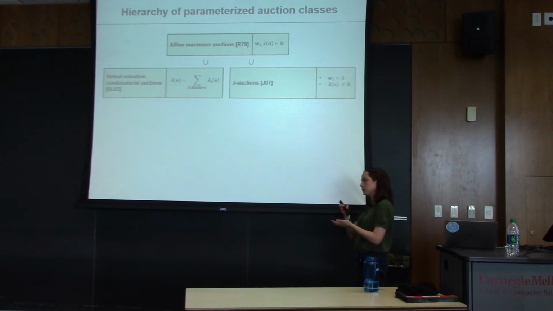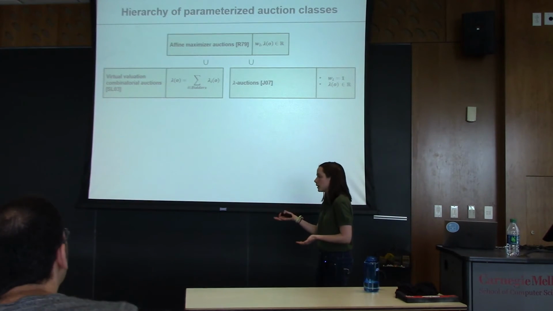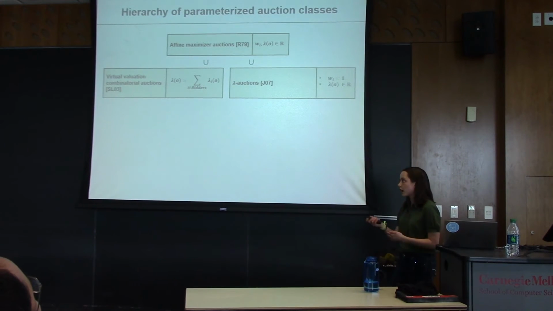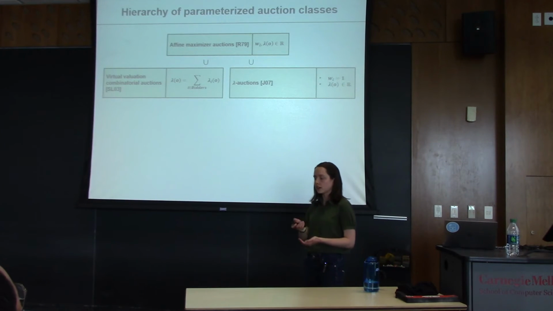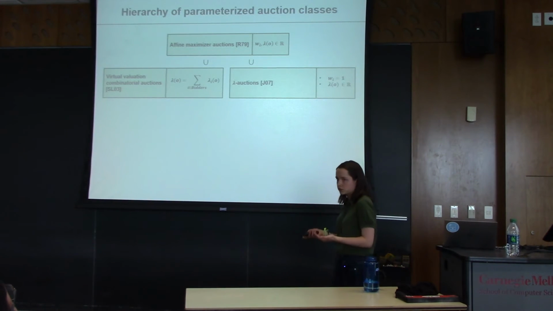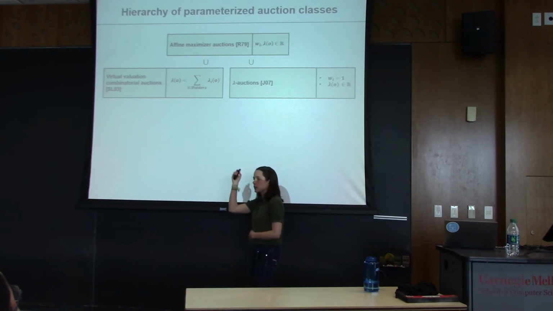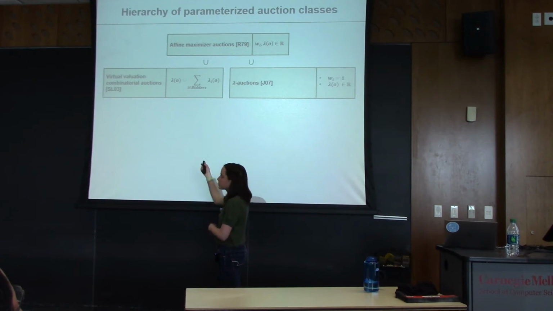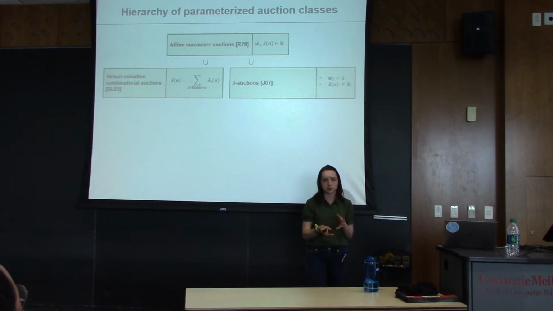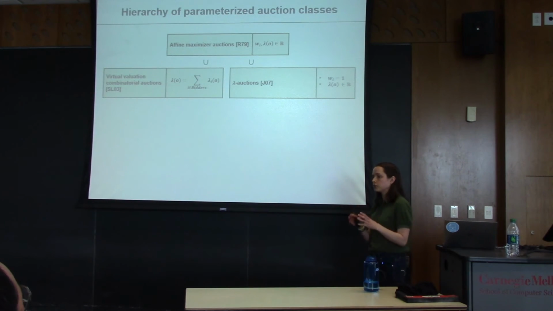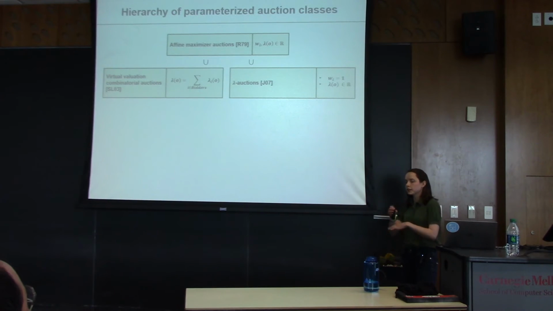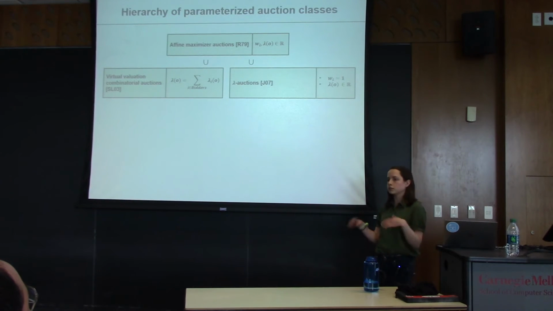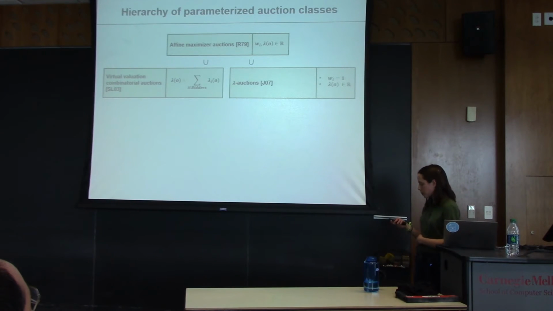Now, I said we consider a hierarchy. We consider sample complexity over a hierarchy. Some of the classes under affine maximizers in this hierarchy are virtual evaluation combinatorial auctions. It doesn't really matter too much what is here, but basically we're restricting what the lambdas can look like, so we're decreasing the complexity of the possible lambda terms. And there are also lambda auctions, where we can set the bidder weights to be 1 across all bidders, but we can still let the lambdas be anything.